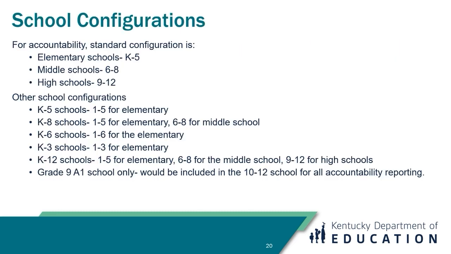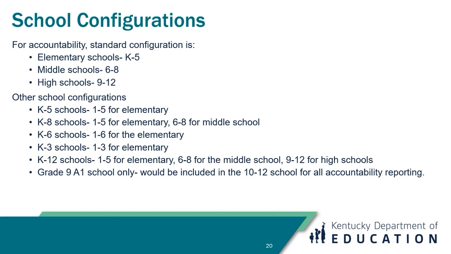Let's take a little bit and talk about school configurations now. When we talk about standard school configurations for accountability purposes, we are usually referencing the following. Elementary schools, which span from kindergarten through fifth grade, commonly denoted as K through 5. Middle schools, which covers sixth grade to eighth grade, represented as grades 6 through 8. And lastly, high schools, which capture the student journey from ninth grade all the way to the 12th grade, or 9 to 12.